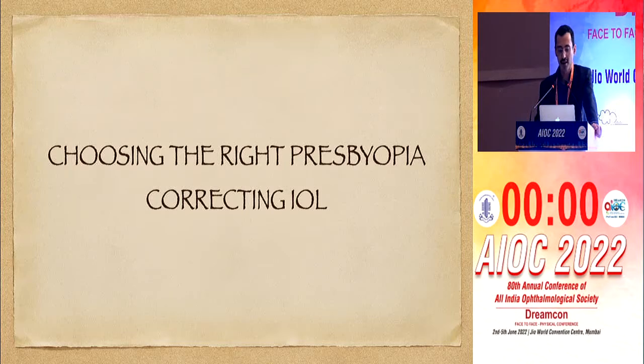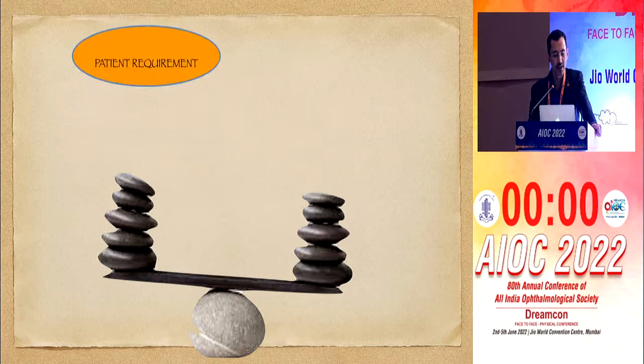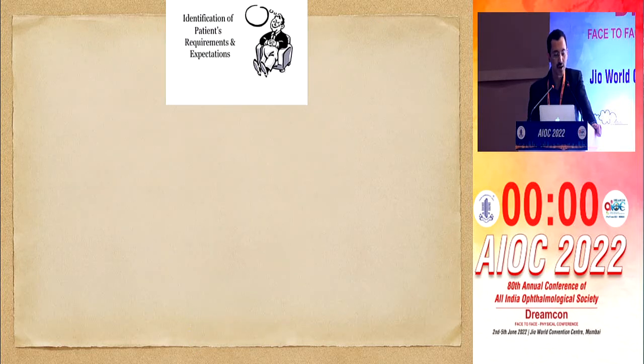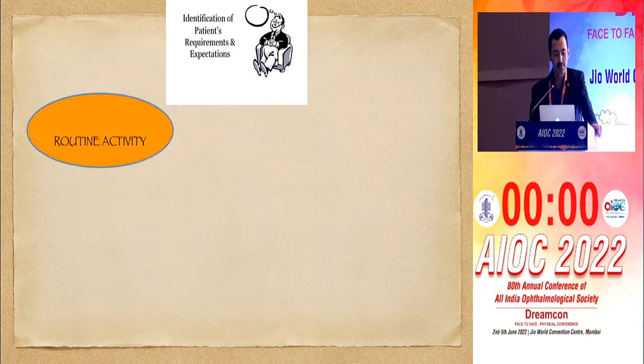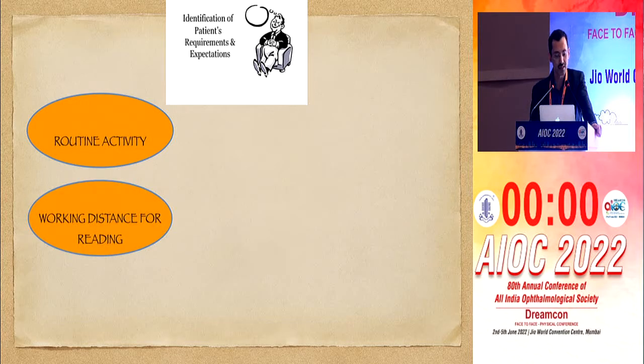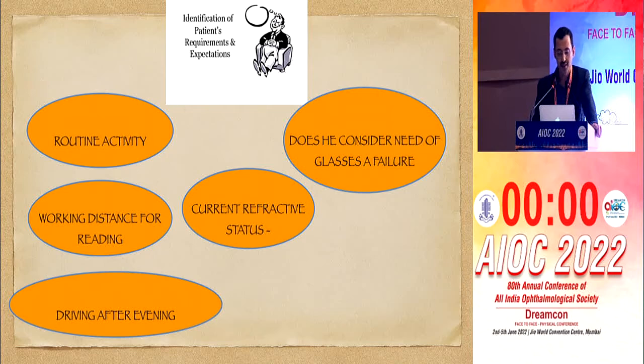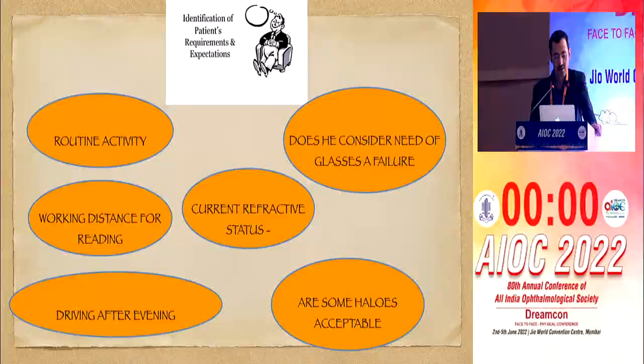With so many lenses available, choosing the right presbyopic correcting IOL is difficult. So we'll have to look at the patient requirement, patient expectation, affordability, and the eye characteristics. So identifying the patient's requirements and expectation includes knowing about their routine activity and working distance for reading, driving after evening, current refractive status. Does he consider the need of glasses as a failure of the procedure, or are some halos acceptable?